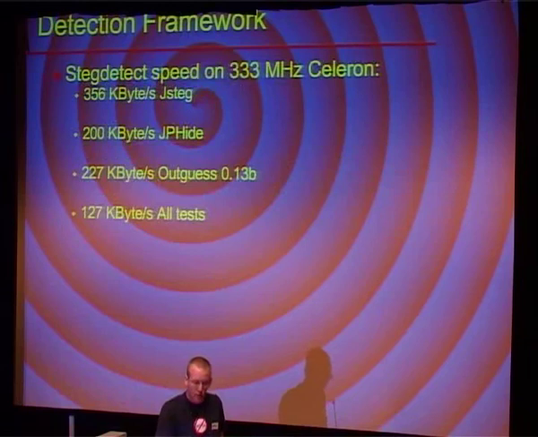On my 300 megahertz Celeron, you get about 400 kilobytes per second detection speed for JSteg. JP-Hide is slower, OutGuess is so-so. All tests together are way slower. I haven't really figured out the reasons.